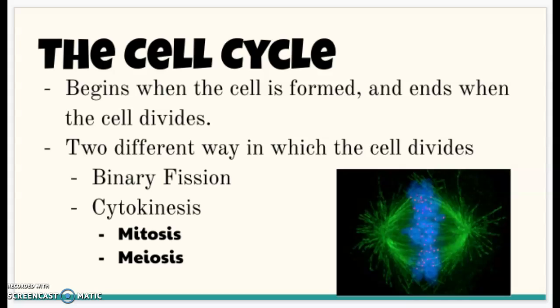Now, there are two different ways that cells divide for two different reasons. You have binary fission, which just is a simple split. And then you have cytokinesis, which is much more complex, and it's more for cells like animal and plant cells. Binary fission is more just for bacteria cells.